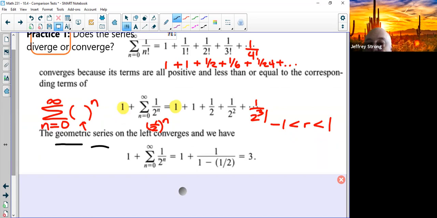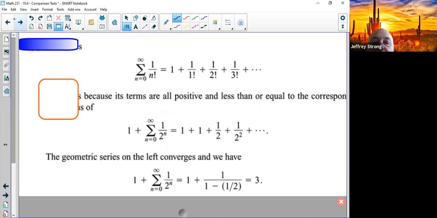Well, actually, wait. What am I doing here? Okay. So as we're comparing these, see we have 1 comparing to 1, and then 1 comparing to 1 again, so it's equal. And then we have 1/2 compares to 1/2, and then 1/6 is less than 1/4, etc.